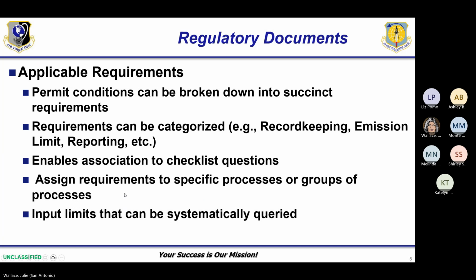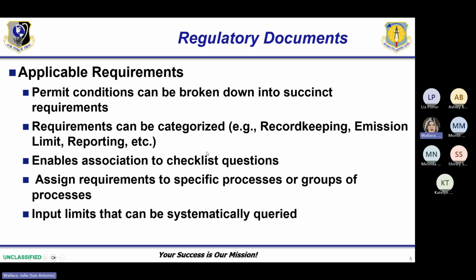Okay. The next thing that we're going to talk about is the value of breaking it down. So each permit has different conditions. It may have a table or paragraphs, but the permit conditions can be broken down into succinct requirements. The guidelines that I say for doing this are, if I was to read that requirement, would it make sense on its own? And when you're doing this, sometimes you may need to repeat the table header so that it puts it in context to say these are emission limits for this particular source.